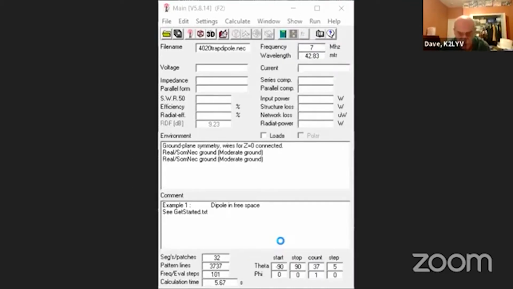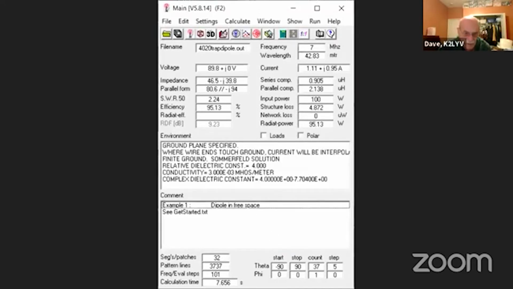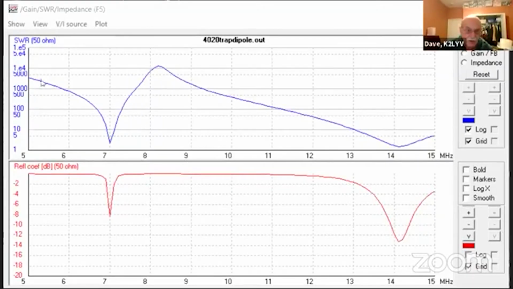The computer will sit here for a while. And this is the output. This is the SWR curve. It shows you that here it is resonant, and there it comes down again, and it's resonant. So this is an antenna that was 50 feet wide. It's too short for 40, way too long for 20. But you see, the traps have made it work at both bands.